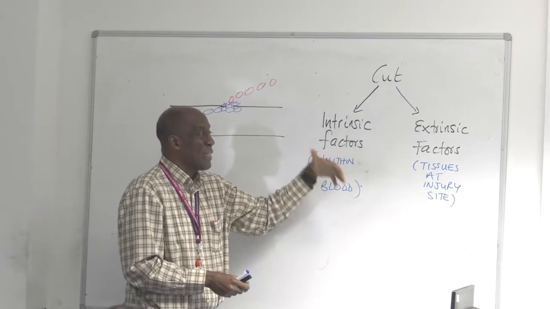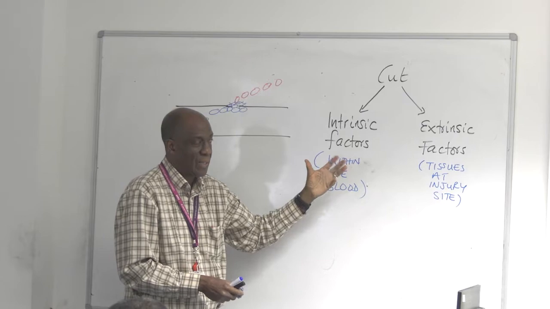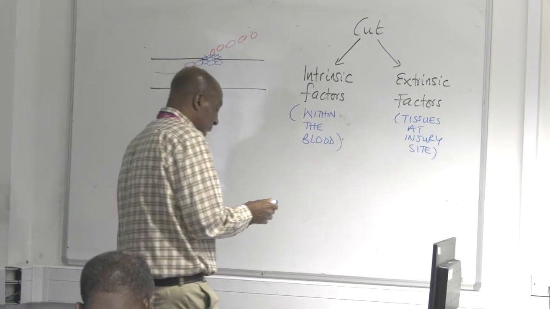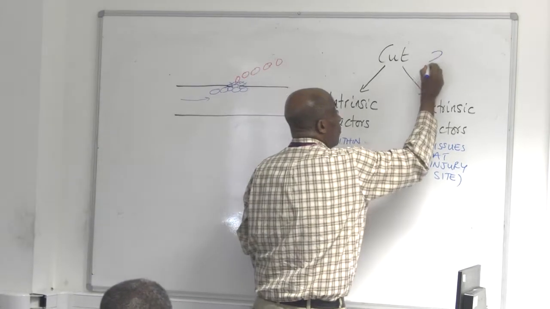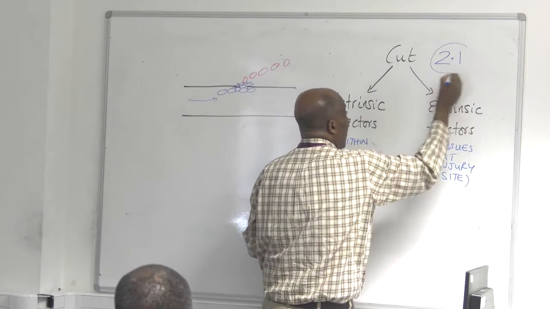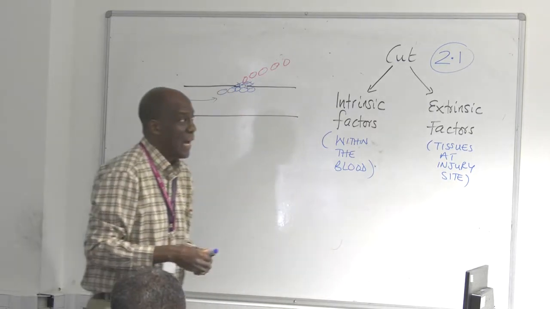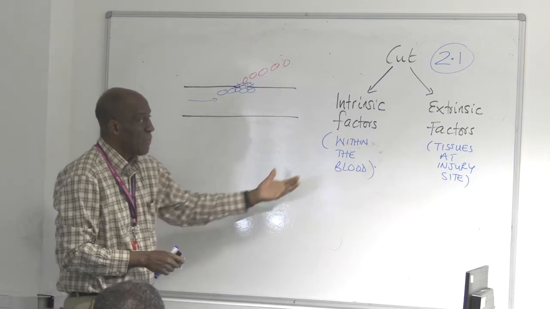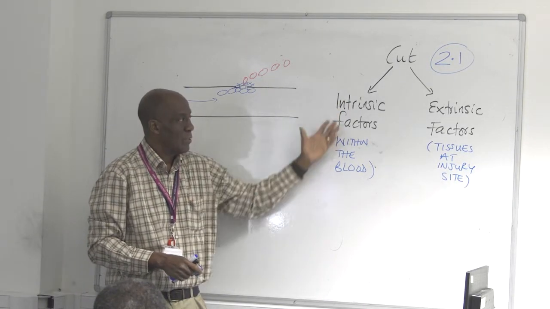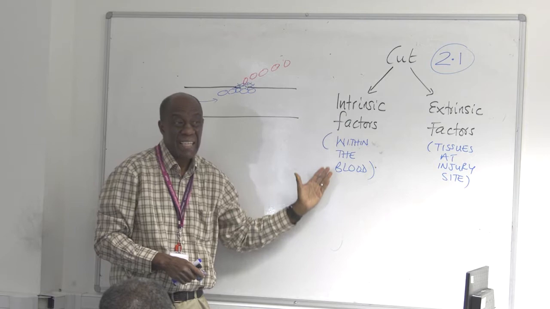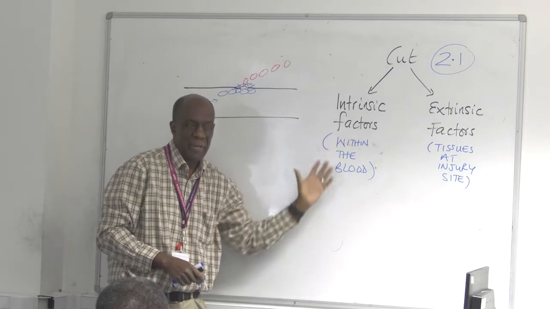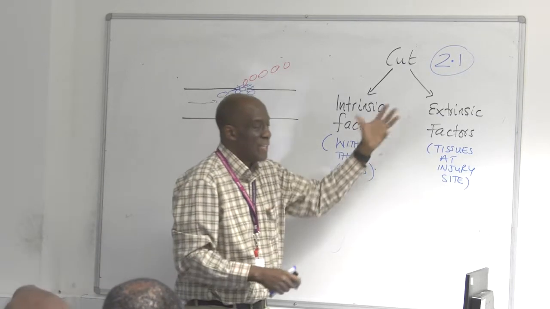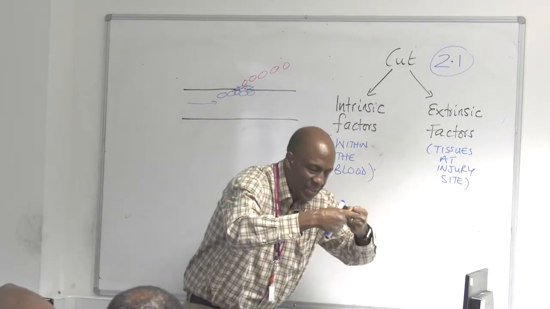So this is with respect to your assignment. Be careful when the time comes and you are answering AC 2.1, be careful how you approach it. The platelets, you can see, will fall here. The platelets are inside the blood. The fibrin, the fibrinogen, they are all inside the blood. But when we talk of extrinsic, we call them tissue factors.